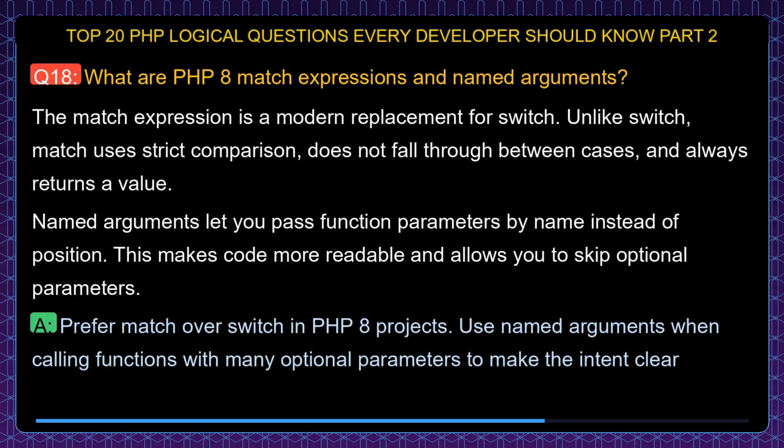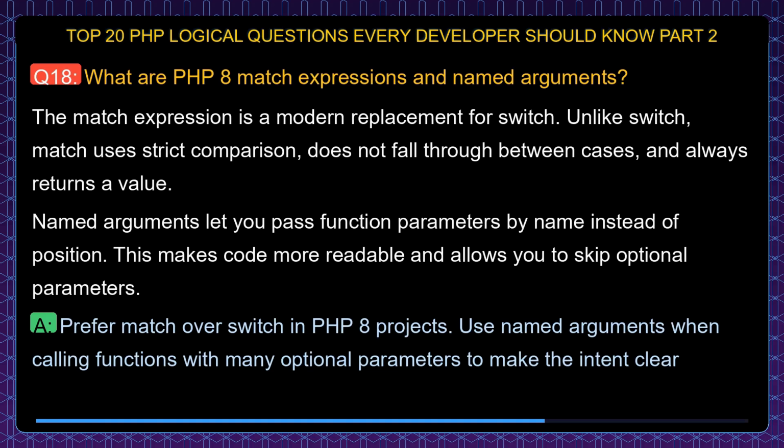Q18. What are PHP 8 match expressions and named arguments? The match expression is a modern replacement for switch. Unlike switch, match uses strict comparison, does not fall through between cases, and always returns a value. Named arguments let you pass function parameters by name instead of position. This makes code more readable and allows you to skip optional parameters.